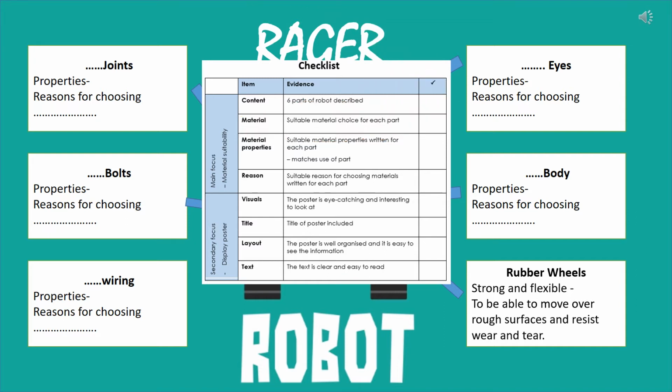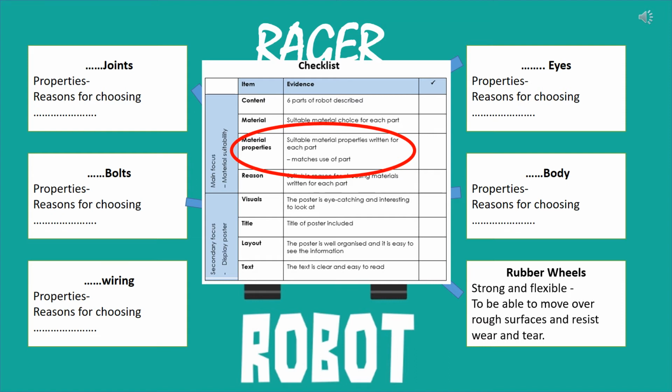For the third section down, material properties, you need to focus a bit more here. The evidence says suitable material properties written for each part matches the use of part. Now, remember when we studied the materials properties and the suitability, we studied what is the most suitable property. Which one is the most suitable? For example, for a water bottle, the most suitable property is that it's water resistant. It doesn't need to be transparent and it doesn't need to be opaque.